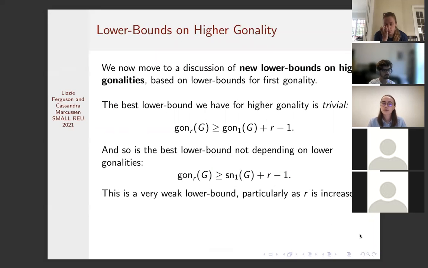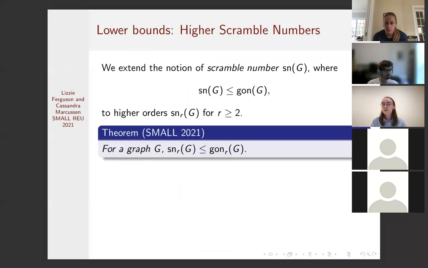Now, in the last few minutes, I'm going to briefly introduce lower bounds for higher Gonality. For first Gonality, we have a framework under which lower bounds have been developed. But for higher Gonality, the best lower bound we have trivially depends on lower bounds that exist for first Gonality, and these lower bounds are rather weak. So what we do is we extend the notion of the scramble number for first Gonality, where scramble number is one of the best lower bounds for first Gonality, based on the work done by Liz and Lisa.